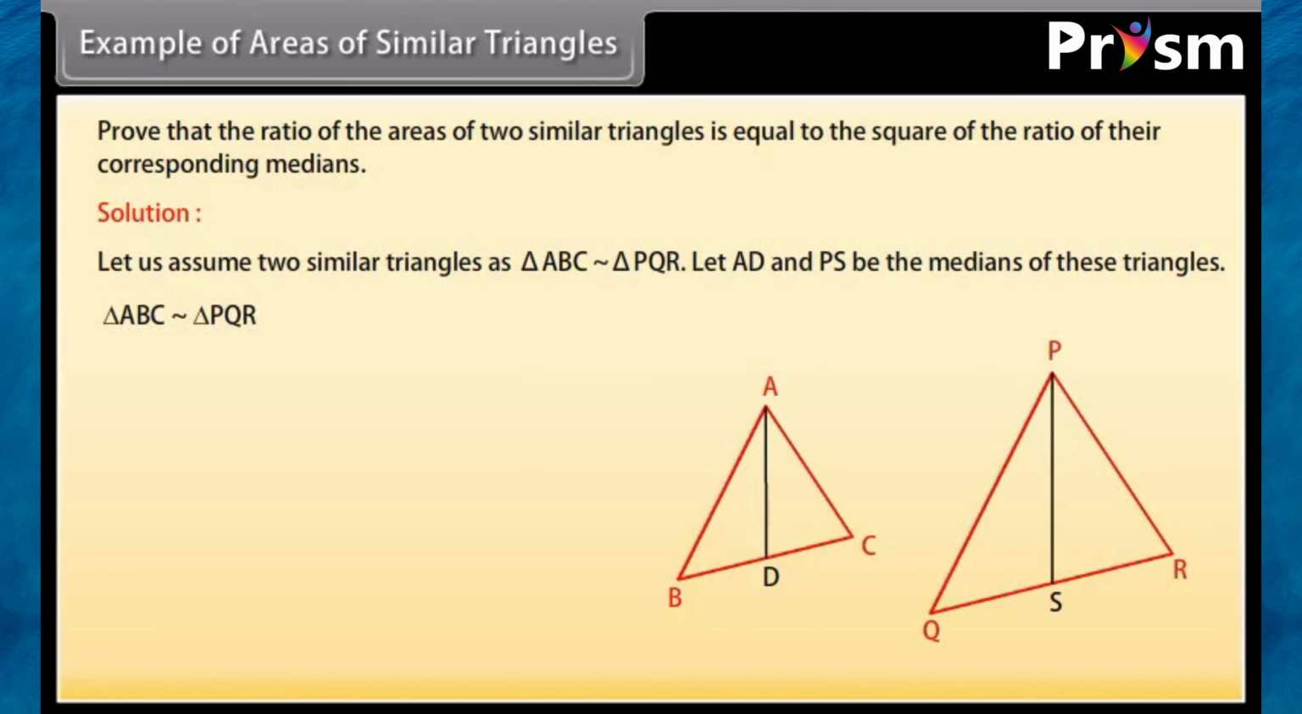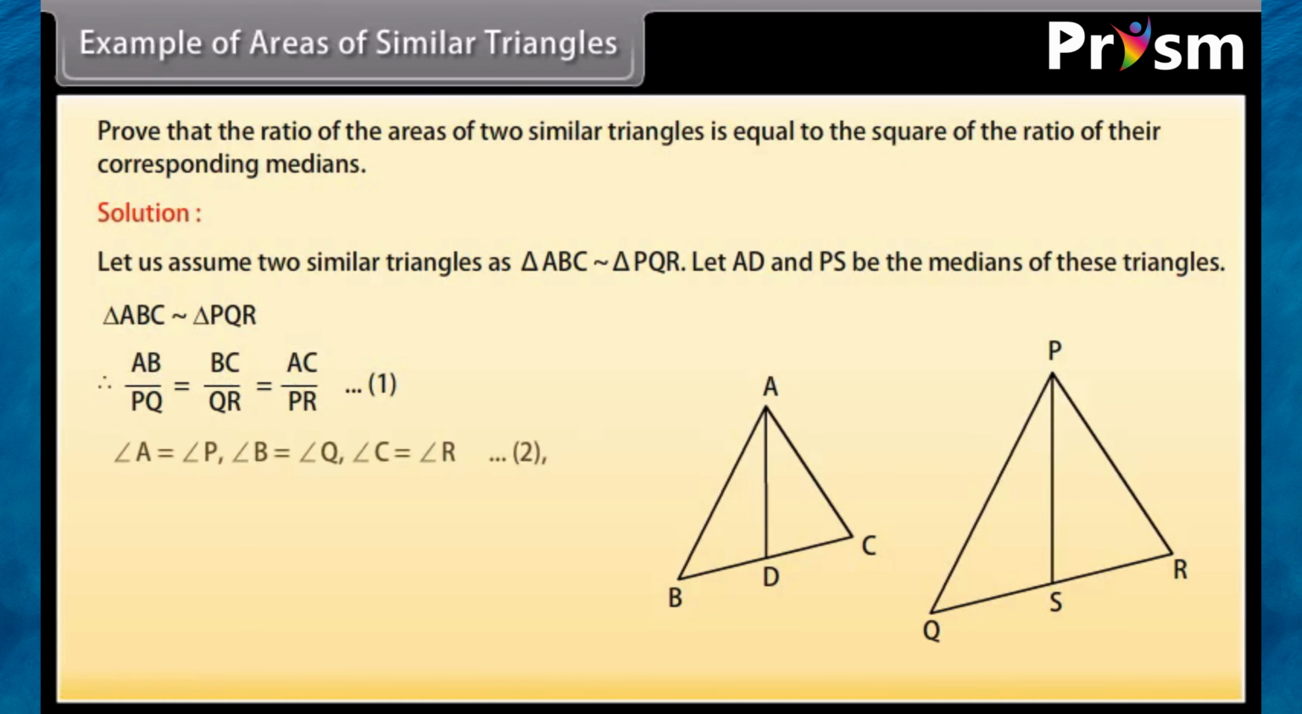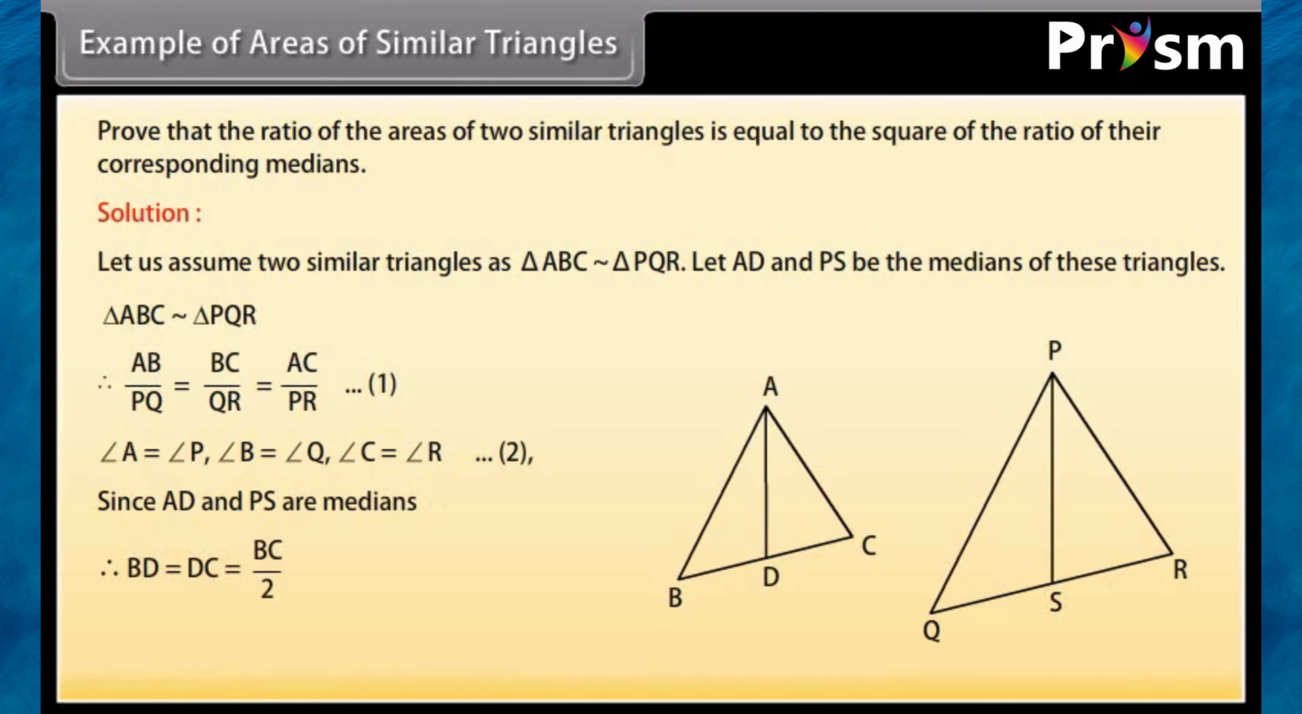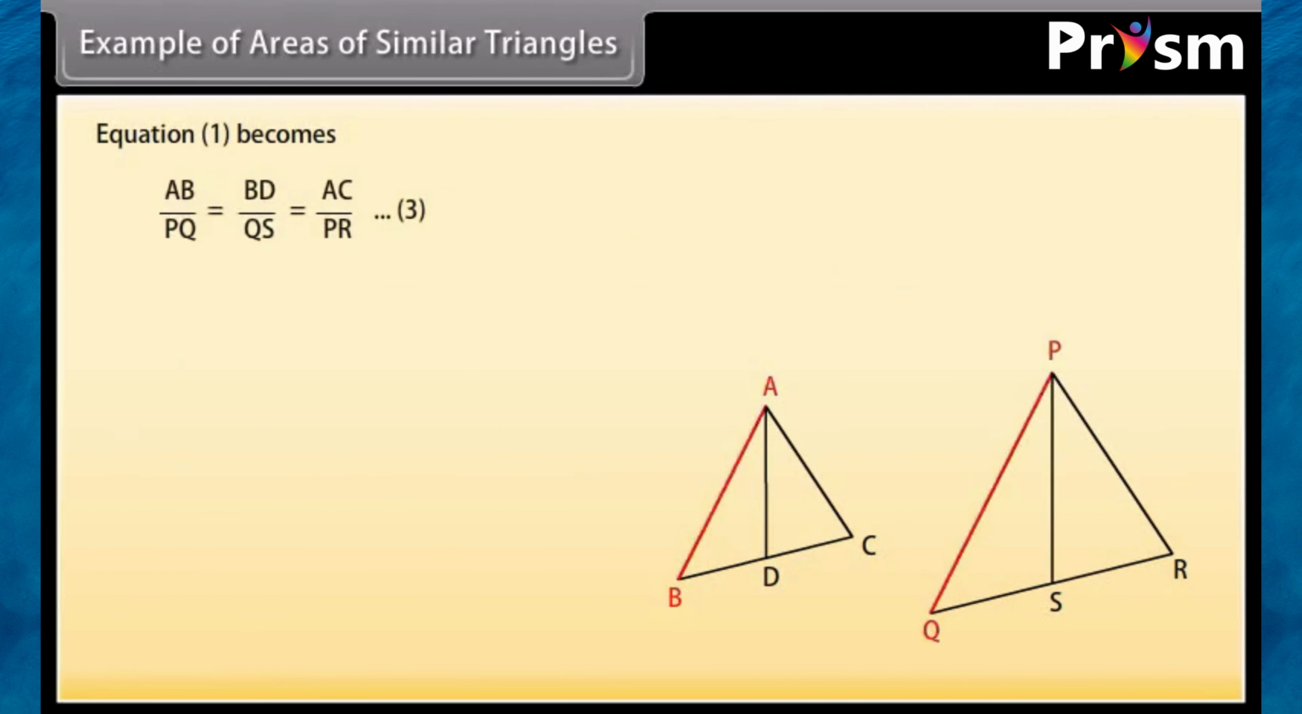Because triangle ABC is similar to triangle PQR, therefore AB upon PQ equals BC upon QR, which is equal to AC upon PR. Mark it as 1. Angle A equals angle P, angle B equals angle Q, angle C equals angle R. Mark it as 2. Since AD and PS are medians, therefore BD is equal to DC, which equals BC upon 2, and QS is equal to SR, which equals QR upon 2. Equation 1 becomes AB upon PQ equals BD upon QS, which is equal to AC upon PR. Mark it as 3.